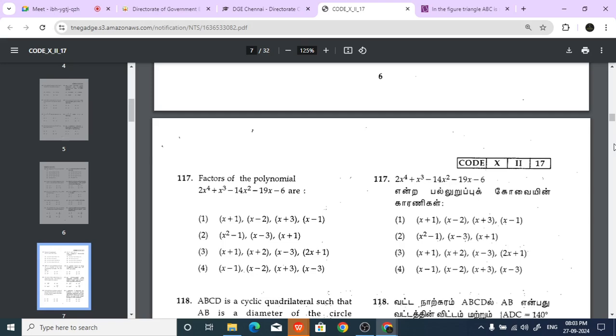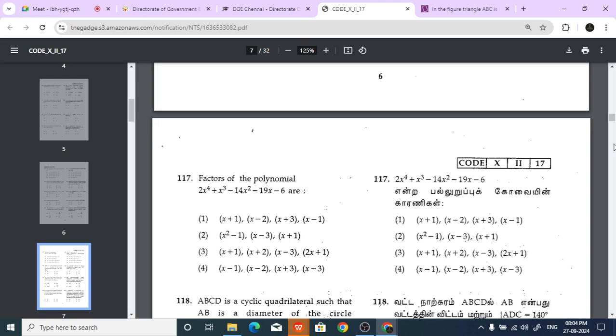Yes, sir. How will you get 2x power 4? x into x into x into x will give x power 4. I know. Where is the 2 coming from? Is 2 coming anywhere? No, sir. So, one is out. The second one? x square in one. x square, x, x. There also you get x power 4, but not 2x power 4.